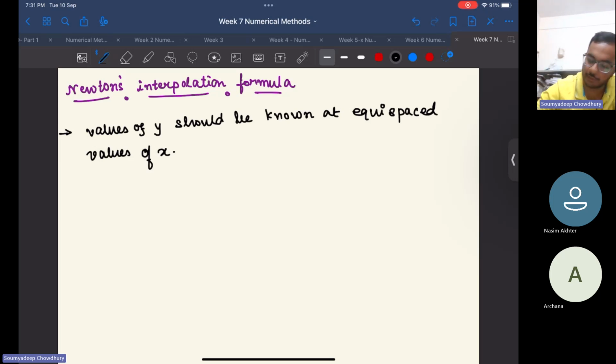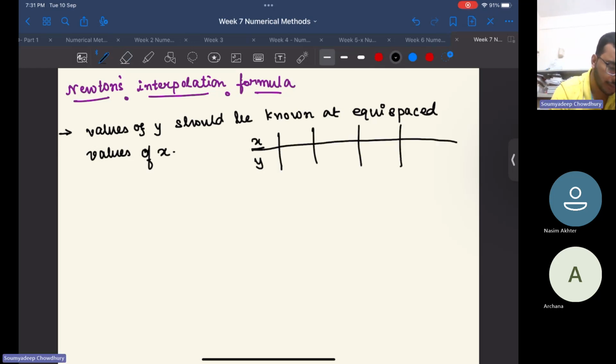I'll show you by an example. Suppose this is x and this is y. You have performed experiments. Suppose you have 4 data points, right? Suppose x is 1, 2, 3, 4, and for that you have y as 10, 30, 40, 50. Here the difference between the consecutive values of x is 1, right? From 1 we get to 2, 2 to 3, 3 to 4. So in this type of problem, Newton's interpolation formula can be used.